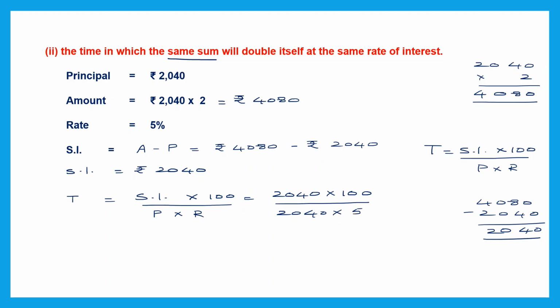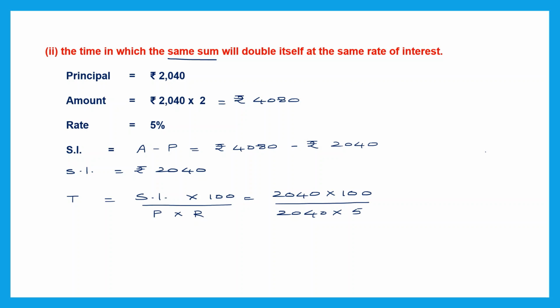So now we're going to cancel and find. We can cancel 2040 and 2040. We can cancel 5 and 100. 5 ones are 5. 5 into 20 is 100. So the answer here is 20. That means the time is 20 years. So we have found our answer. The question was, find the time in which the same sum will double itself at the same rate of interest. So in 20 years, the sum will double itself at the same rate of interest. So this is our final answer.